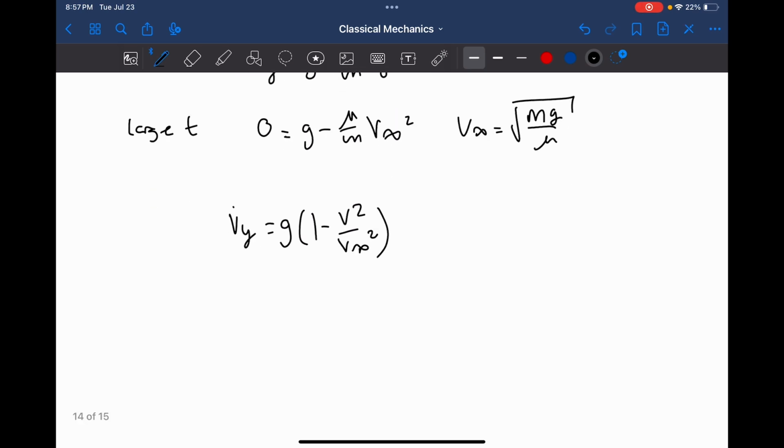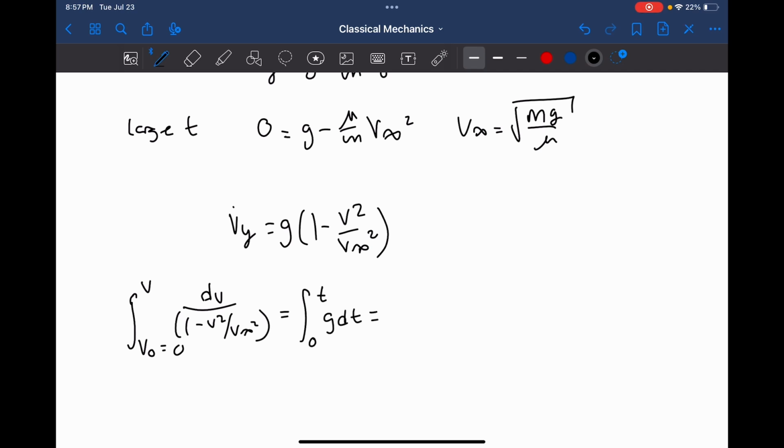Now we can use separation of variables. So we're going to integrate from some initial velocity, we'll call it 0, to some arbitrary velocity v of dv divided by the entire thing in parentheses, 1 minus v squared over v infinity squared. And this is going to be equal to the integral from 0 to t of g dt, which we know to be gt. Now this left-hand integral, you can make a change of variable that u is v divided by v infinity, do some rearranging, and what you're going to find is that the velocity as a function of time is going to be the terminal velocity times hyperbolic tangent of gt divided by v infinity.